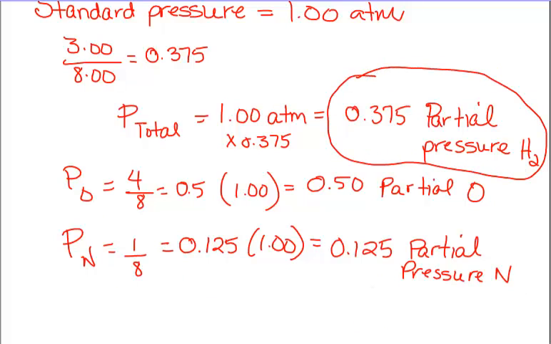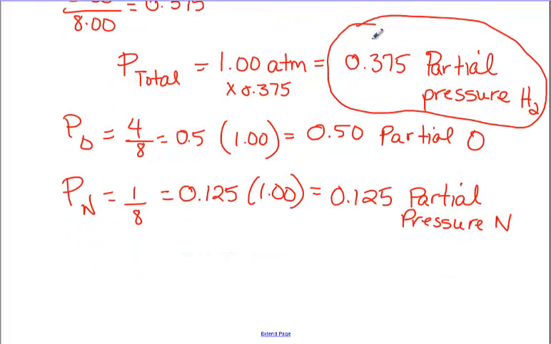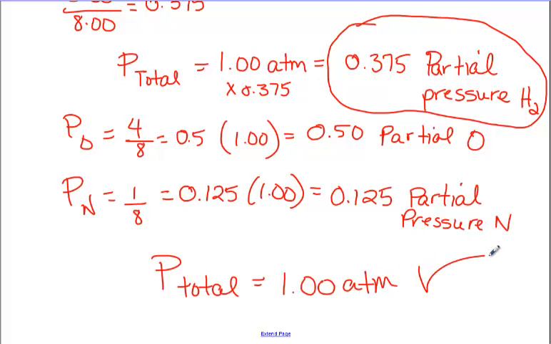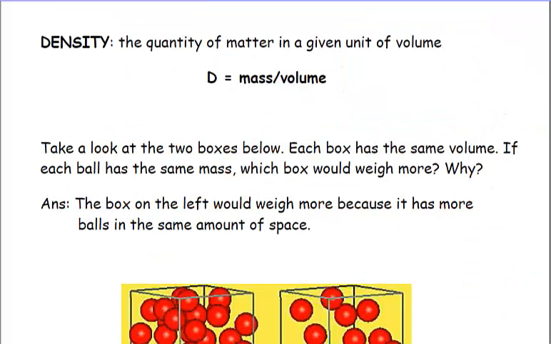But we just want to double check and make sure this all adds up to 1 atmosphere, because the partials have to add up to the total. So if you plug that in, we say 0.375 plus 0.125 plus 0.5, and our P total does check. And this is how we check our work. 1 atmosphere. Yay, it is checked. Check, check, check.